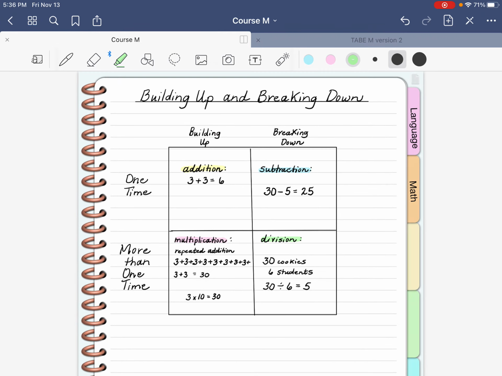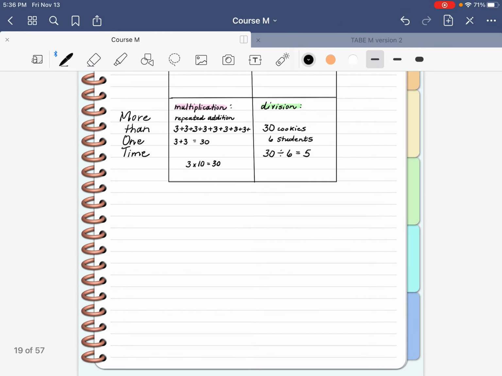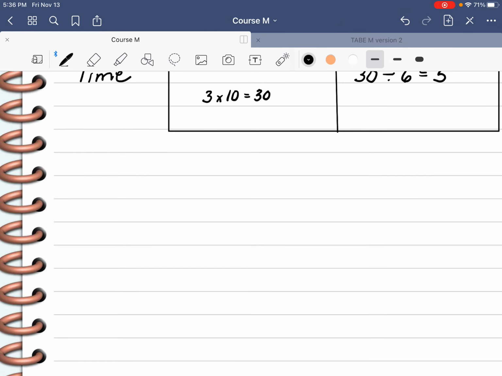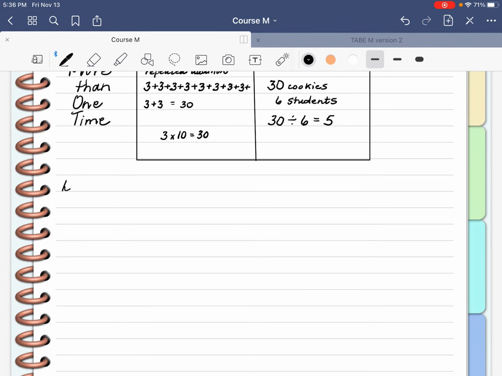So let's practice just a little bit. I'm going to give you some examples and let's see how this can help us. And I'm just going to write phrases, not whole word problems. So let's call these the examples. And here's the first one.